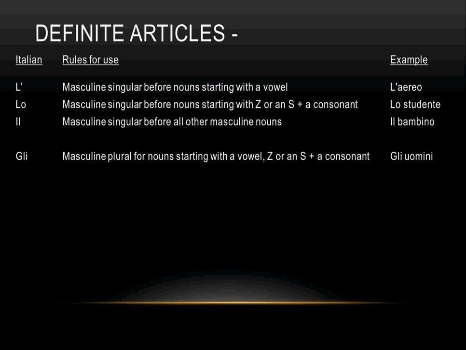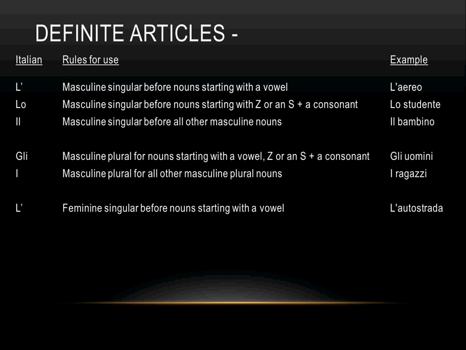For the masculine plural nouns starting with a vowel, or a Z, or an S plus a consonant, you use gli, as in gli uomini. And then for all other masculine plural nouns, you use i, as in i ragazzi.